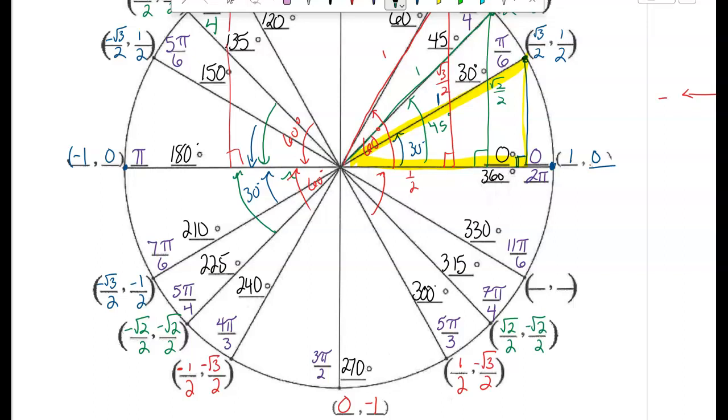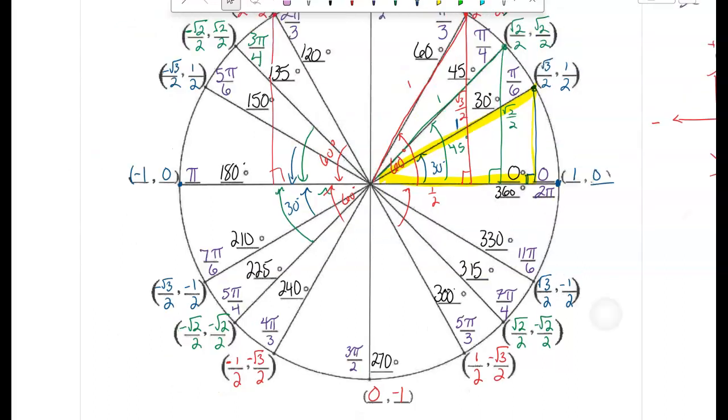And then our last value is 11 pi over 6, or aka 330 degrees. What's your reference angle? 30, so I know I'm going to use this triangle, right? And we know we have a positive root 3 over 2, but a negative what? 1 half. Guys, you now know sine and cosine for the whole unit circle.